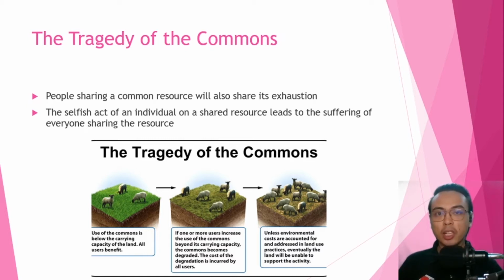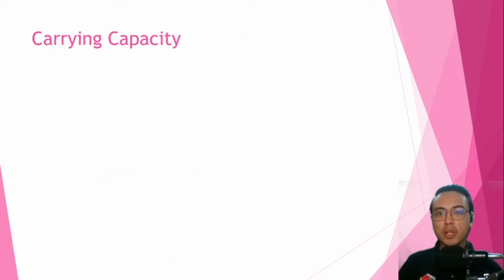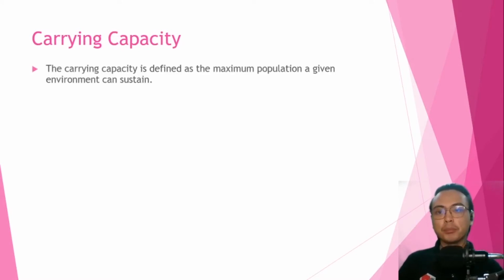This is normally applied in a larger scale, for example, a country or even a continent sharing its resources. Since we have already mentioned the carrying capacity, let's discuss it here. What is the carrying capacity? We define the carrying capacity as the maximum population a given environment can sustain. So based on our previous example, let's say for instance that a grazing field can only sustainably carry 3 sheep. So if you exceed 3 sheep on that grazing area, then you are exceeding the carrying capacity of the environment. That means that it can no longer sustain that population.